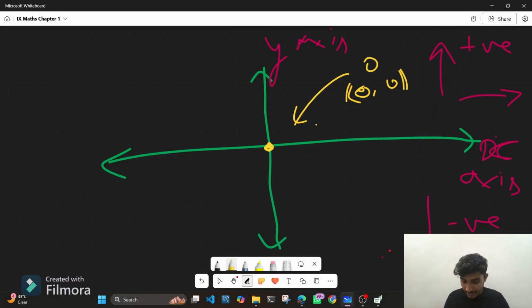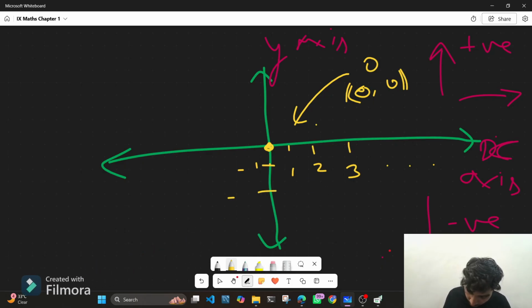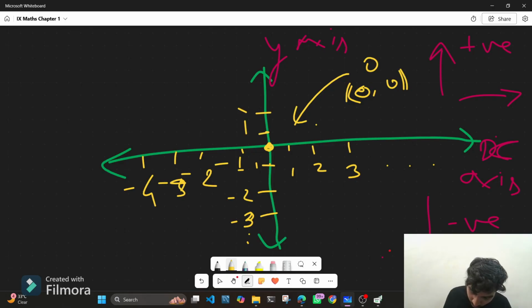Now we will understand the points and the sign convention. So we'll just write the points over here: 1, 2, 3, and so on. Then below the x-axis we have negative -1, -2, -3, and so on. Then here also we have -1, -2, -3, -4, and so on. Here we have +1, 2, 3, and so on.